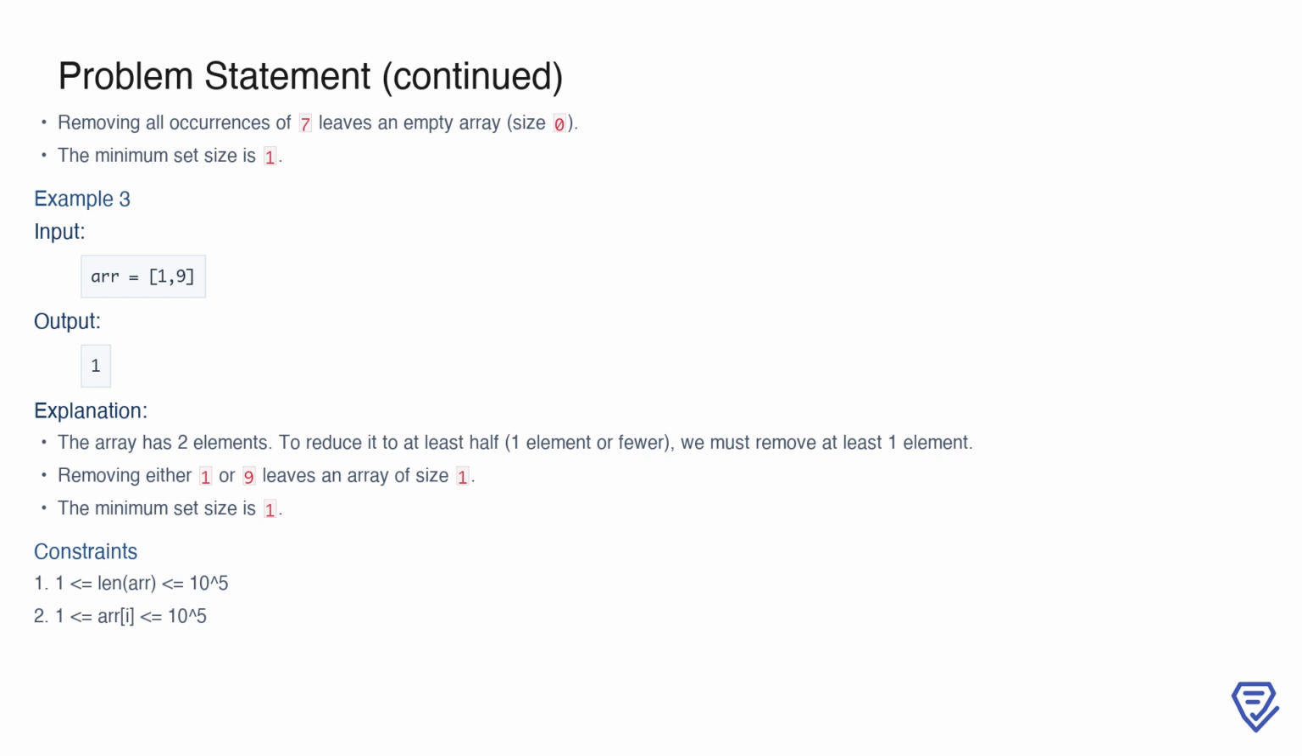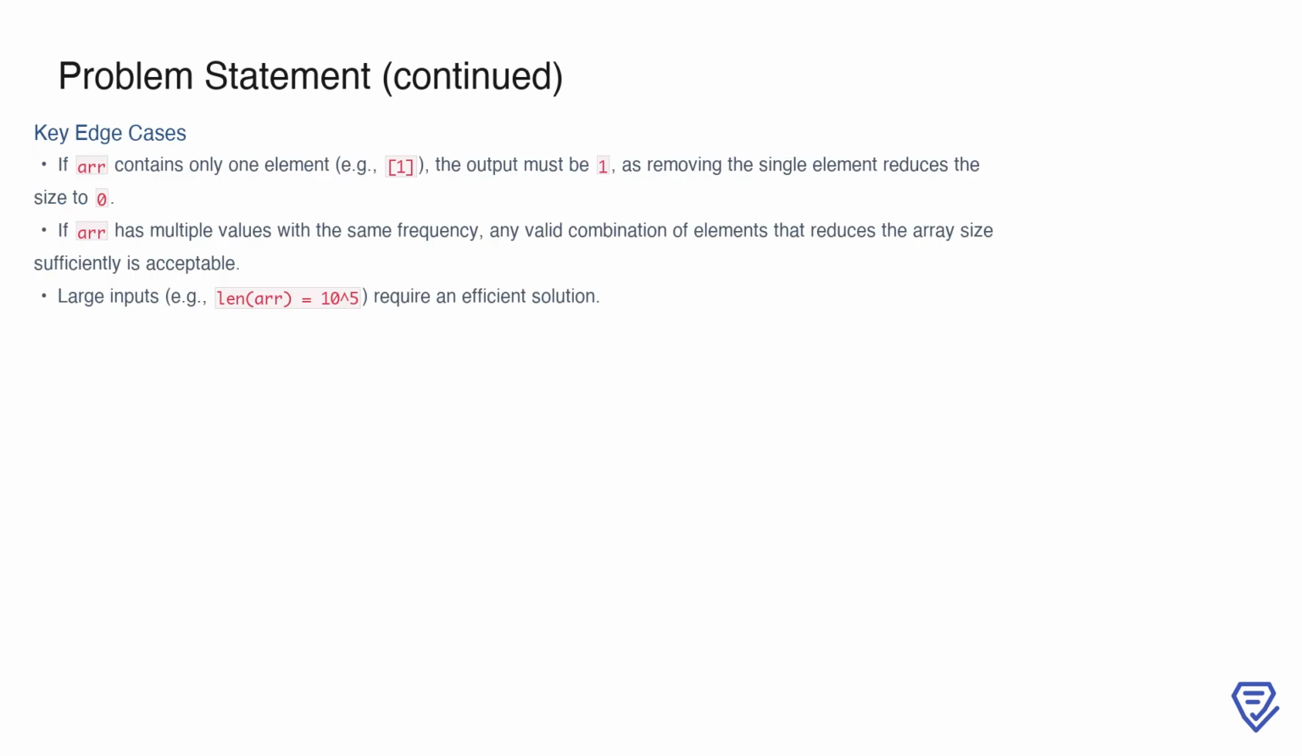Let's now think about the constraints and some edge cases. First, if the array contains only one element, such as 1, the output must be 1. This is because removing the single element reduces the array size to 0, which satisfies the requirement. Additionally, if multiple values in the array have the same frequency, any valid combination of elements that achieves the desired reduction is acceptable. For instance, there may be more than one way to minimize the set size in some cases.